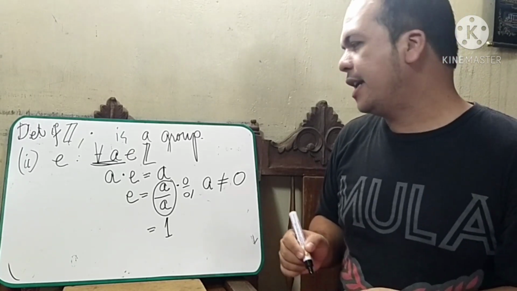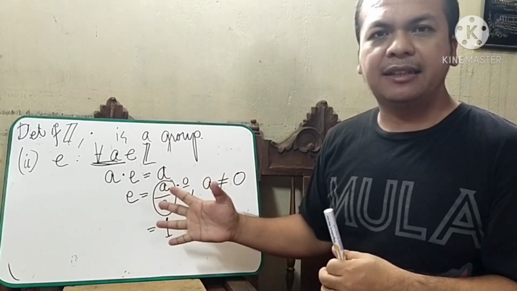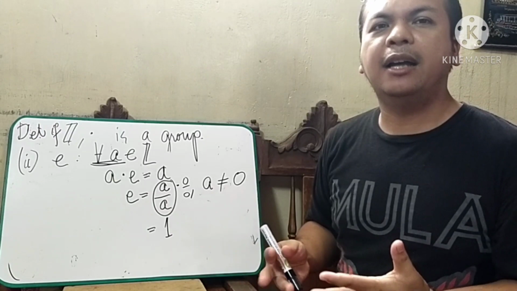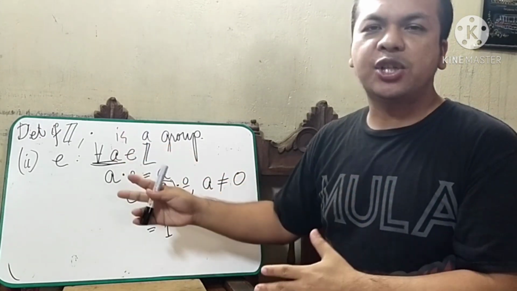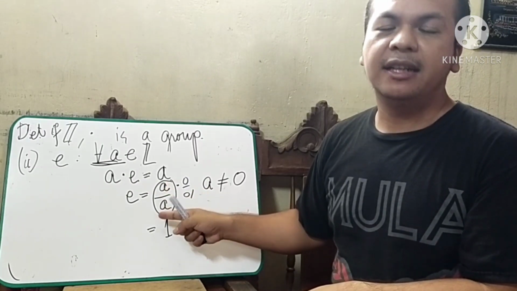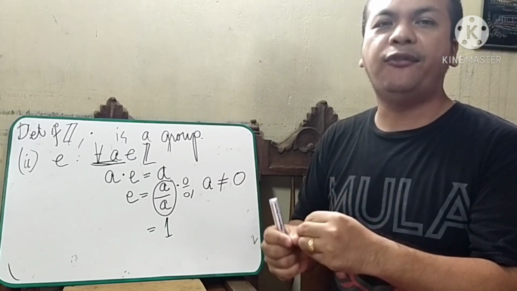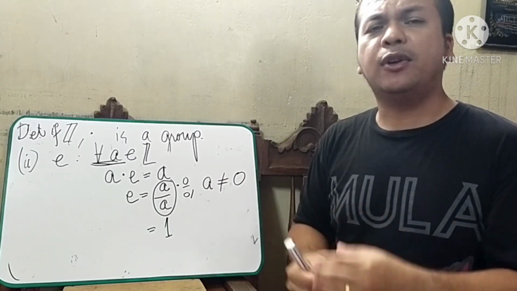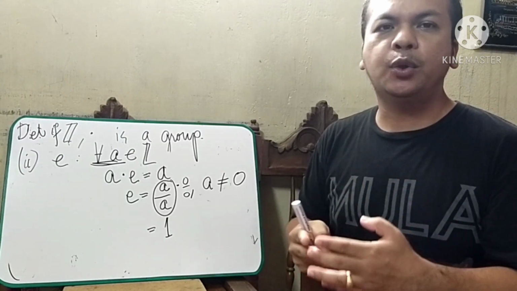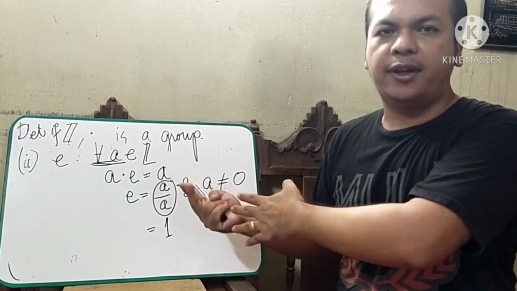Okay? For A equal to 0. Therefore, we can say that hindi lahat ng integer A pwede natin siyang isulat in the form of A over A. It is good for 1, 2, 3. For 1, 1 over 1. For 2 is 2 over 2. For 3 is 3 over 3, and so on and so forth.